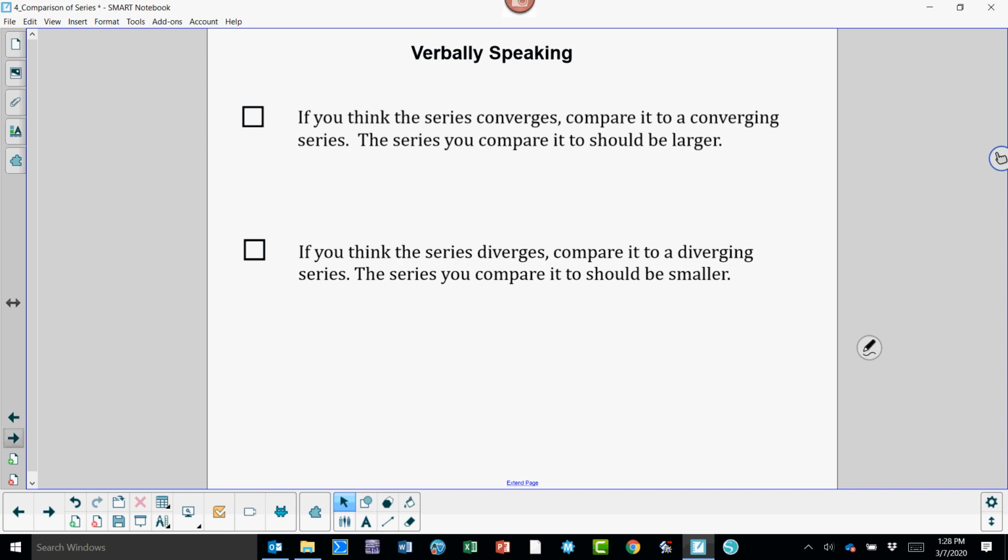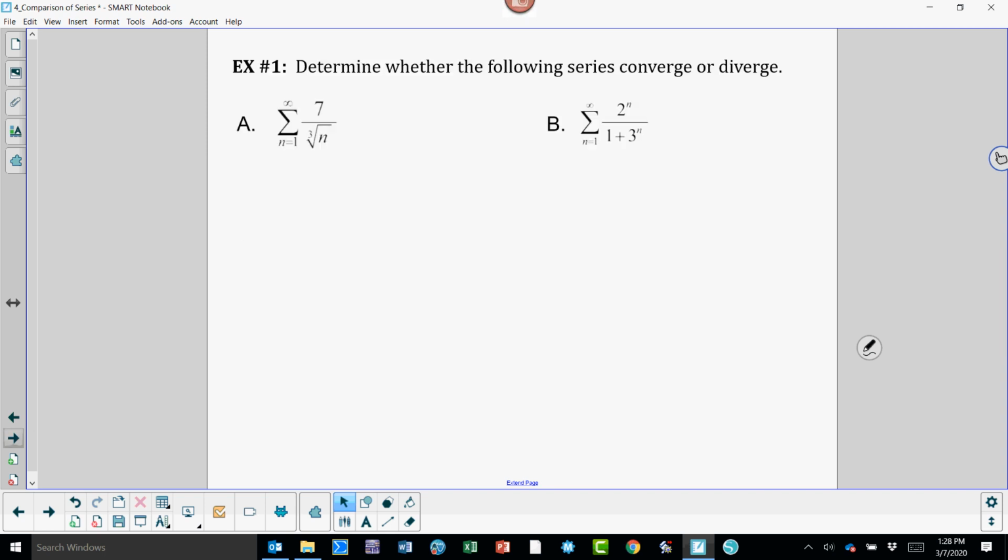Same kind of thing though. If I think my series converges, first we'll have to guess: do we think it converges or diverges? If we think it converges, we've got to compare it to another converging series. And then we need our series that we want to know if it converges to be smaller, because if the bigger one converges, and I can prove that one, then mine must. And then vice versa for the diverges, okay?